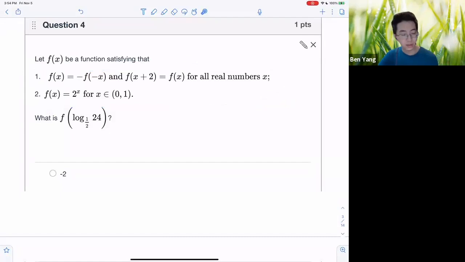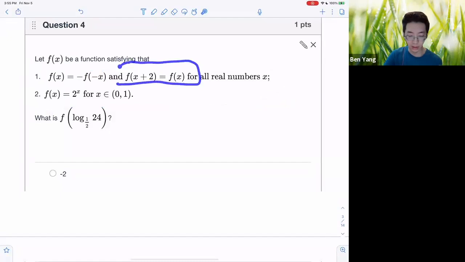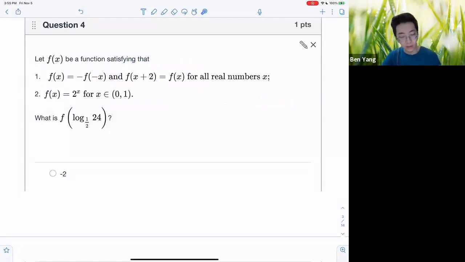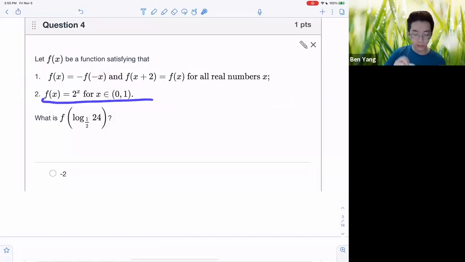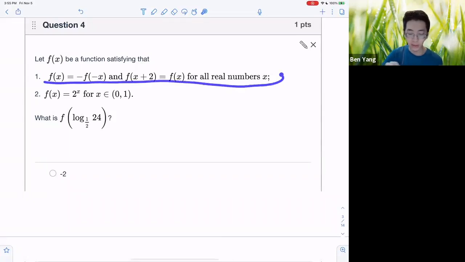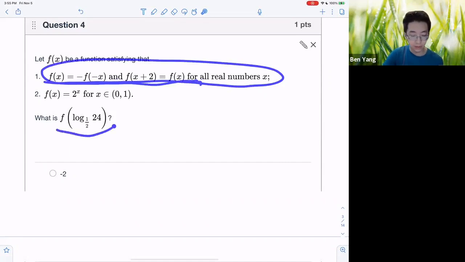Let f of x be a function satisfying the two properties here. f of x equals negative f of negative x. Okay, so it's like an odd function. And has period 2. f of x plus 2 is always equal to f of x. We also know the value of f of x if x is on the interval from 0 to 1. Okay. So the strategy is to use the first property to convert this thing to f of something, and that something should be from 0 to 1. And then we can use the second property to compute that number.